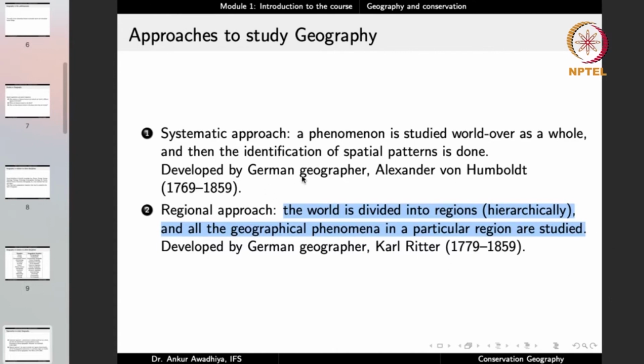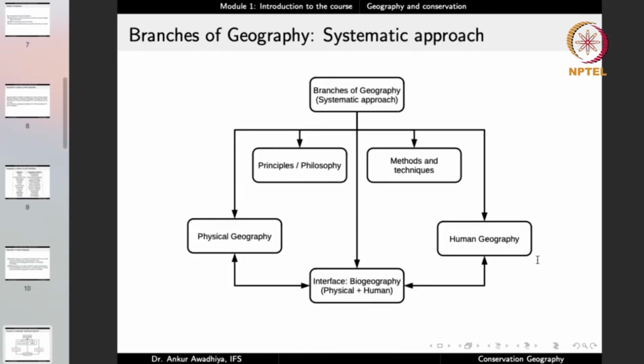The systematic approach was developed by Alexander von Humboldt, who was a German geographer, and the regional approach was developed by Karl Ritter, again a German geographer. And you can see that both of them lived nearly at the same time. So these are two different approaches to study geography. And based on these approaches, we have different branches of geography.